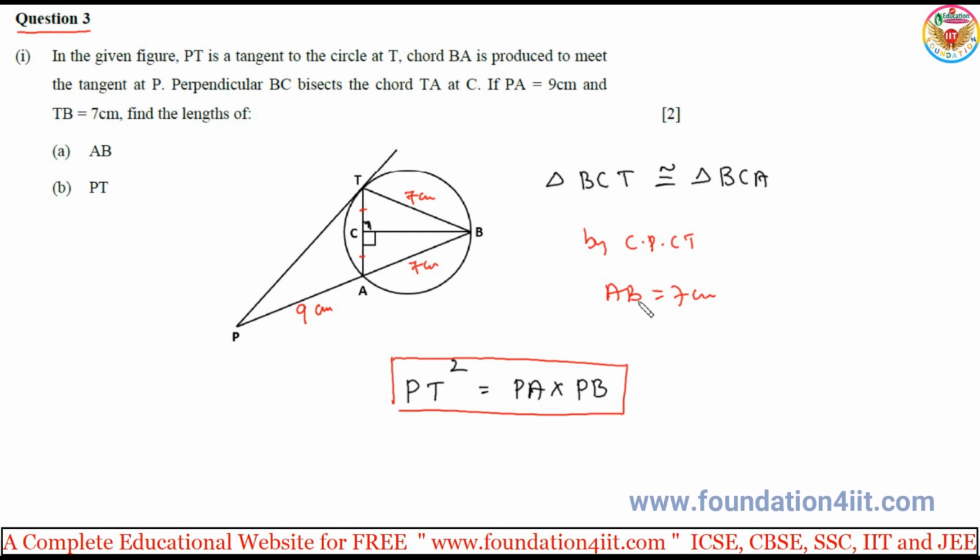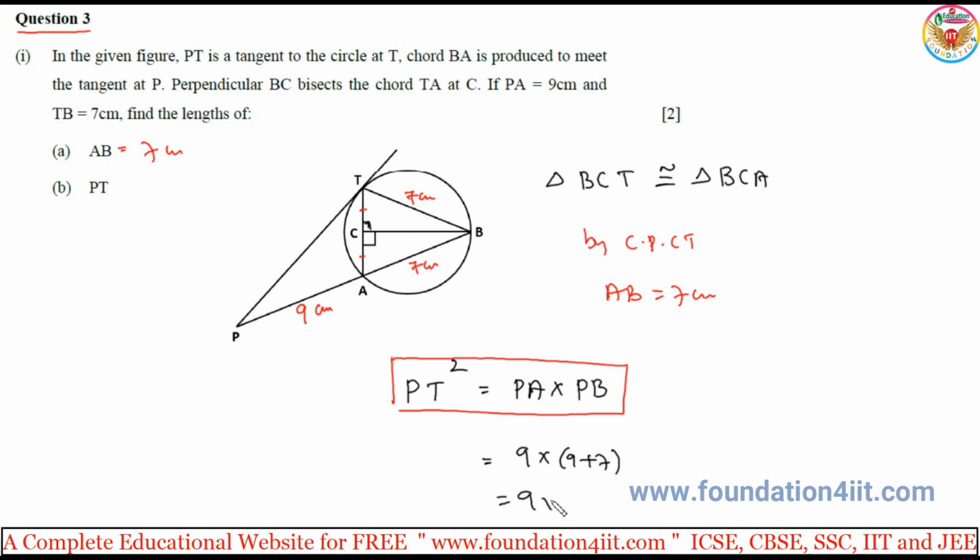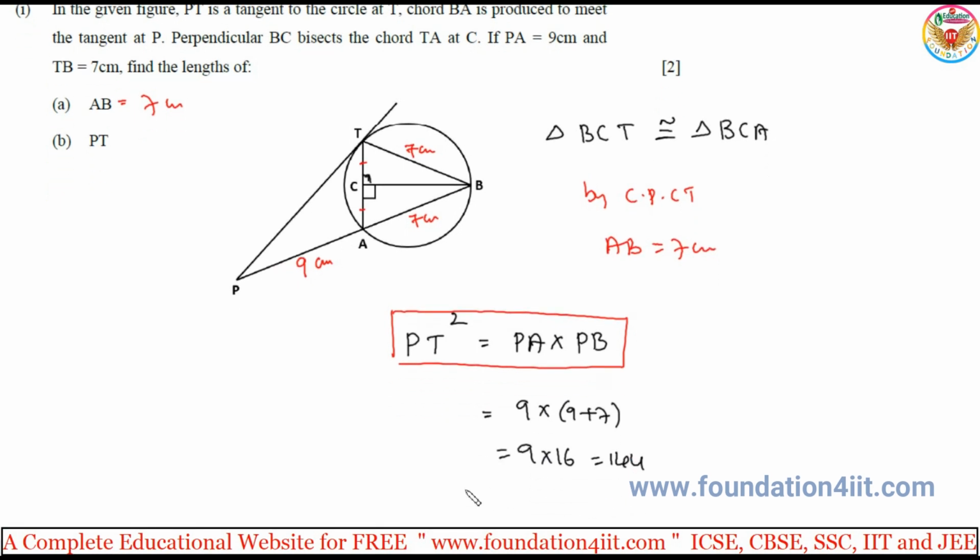So AB we already got using this, that is equal to 7 centimeters. Next, PT using this formula. Apply directly, you'll get the answer. PA, P to A is 9. P to B, 9 plus 7 together is 16. So 9 into 16 is 144. PT square is 144, then PT is equal to square root of 144, that is 12 centimeters. So this is the 12 centimeters we can write.